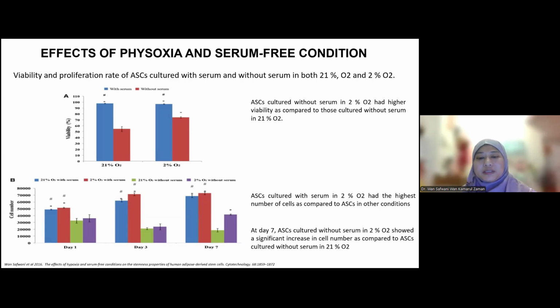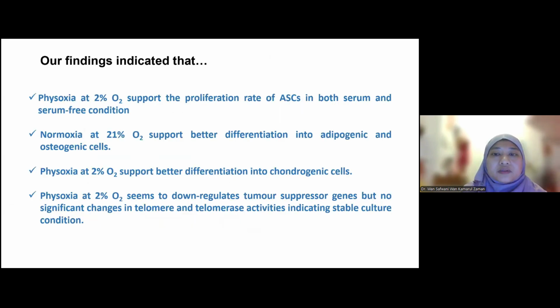All right, so we can see that at day 7, the cells cultured without serum show a significant increase in cell number when compared with without serum in 21% oxygen. So our findings indicate that Physoxia at 2% oxygen seems to support the proliferation rate of the stem cells in both serum and serum-free conditions, although with serum, the proliferation rate is very much enhanced.